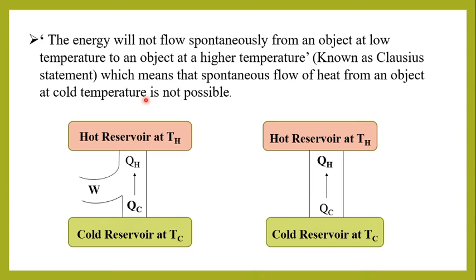The next statement is that energy will not flow spontaneously from an object at low temperature to an object at a high temperature. That means if we extract QC amount of heat from the cold reservoir at temperature Tc and convert it all into QH and supply that heat to hot reservoir at TH temperature, there must be some work done to extract QC amount of heat from the cold reservoir and supply heat to the hot reservoir, which means that spontaneous flow of heat from an object at cold temperature is not possible.